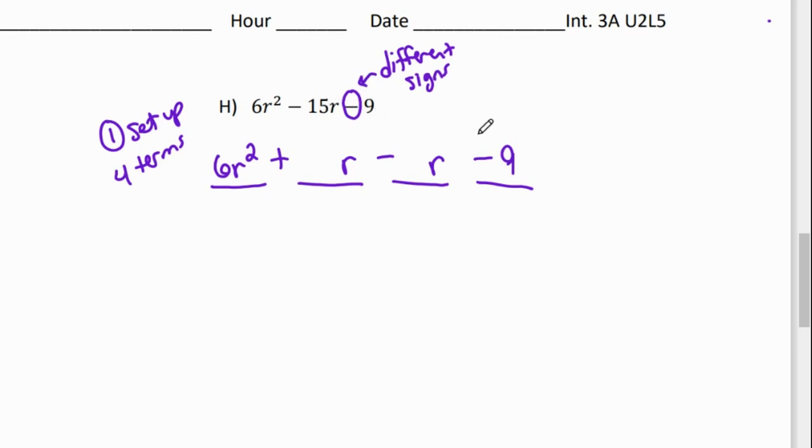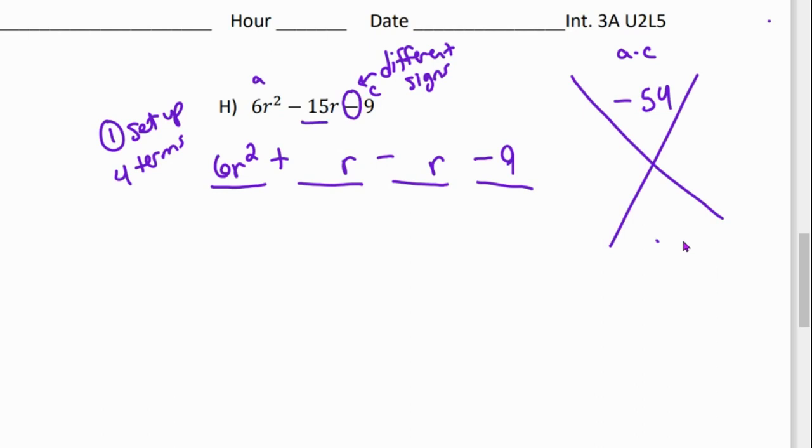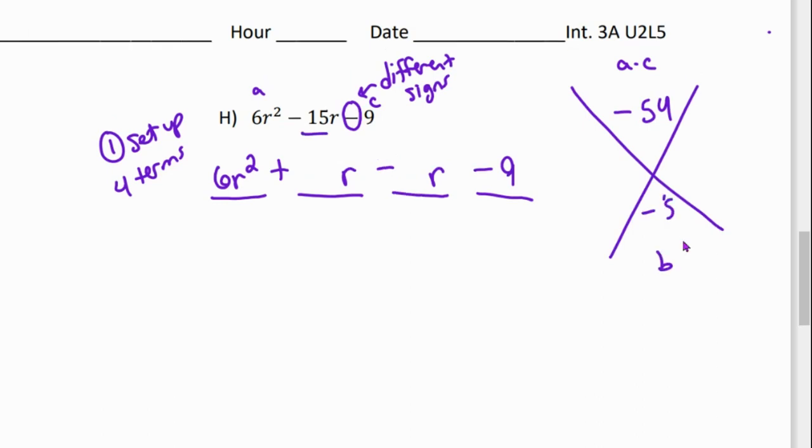And then your -9 is your last term that's brought down. And it doesn't matter if you put the minus first, then the plus, or the plus first, then the minus. All right, so off to the side, take that A value, multiply it by that C value, and you get -54. Your B value, -15.